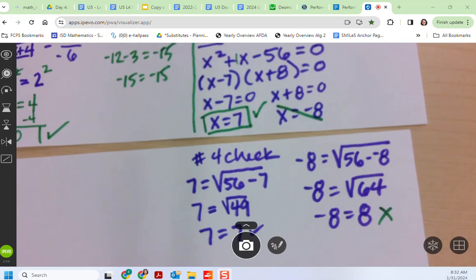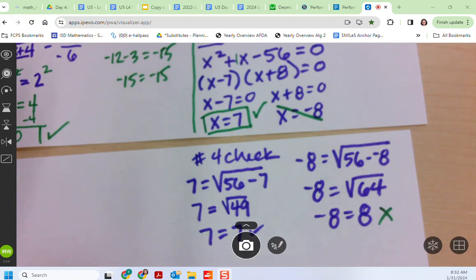Do you guys have questions on that? Okay, let's turn the page. Is it possible to get like two answers? Yes. So you could get two answers that work. You can also get two answers and neither of them works, and then you would write no solution. All right, any questions before I turn the page?